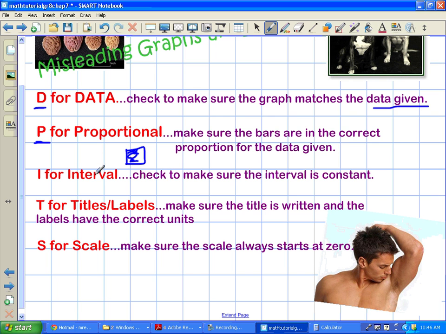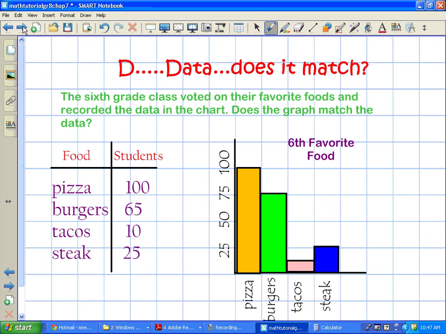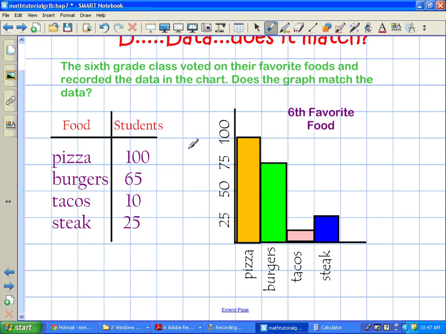The interval, okay, and the scale. Make sure they've got the bottom and the side correct. Let's look at this one right here. This one says pizza was 100, so pizza is up to 100. Burgers is 65. As you can see here, that's wrong. They don't even have it done right here. Tacos was 10, and steak was 25. So you've got to make sure that the data actually matches.